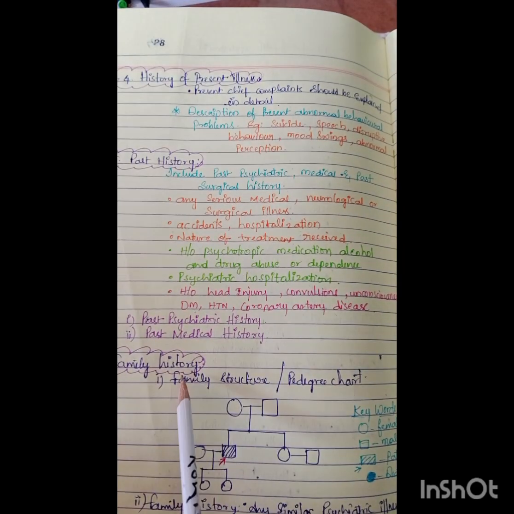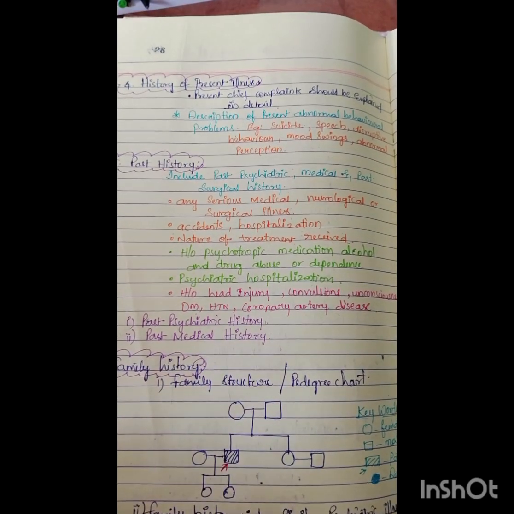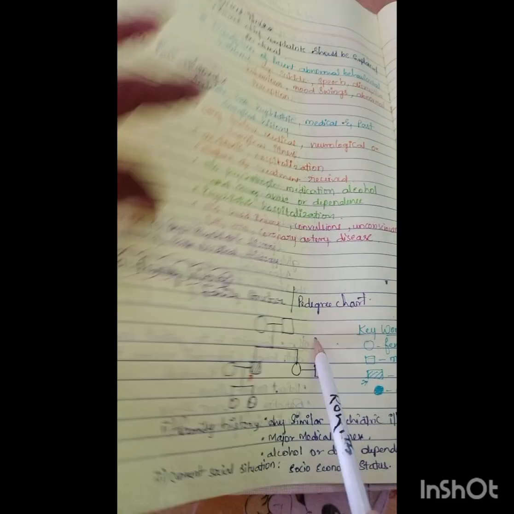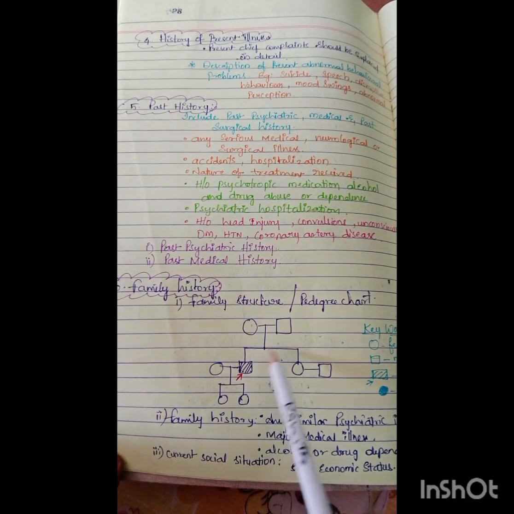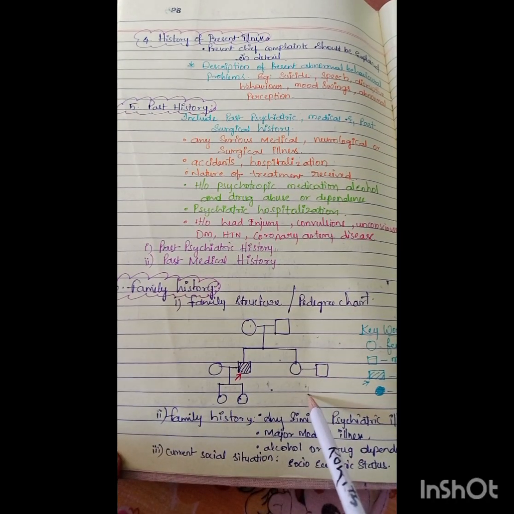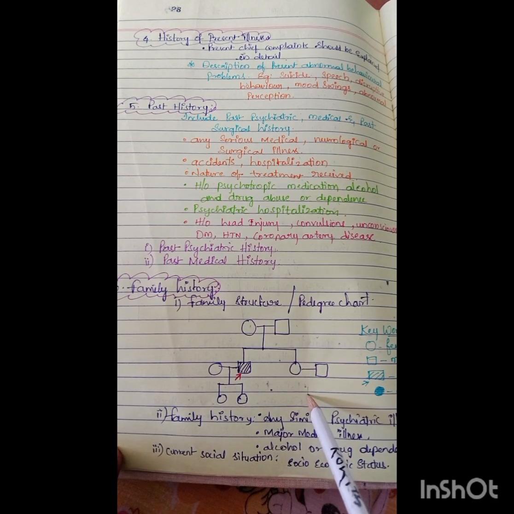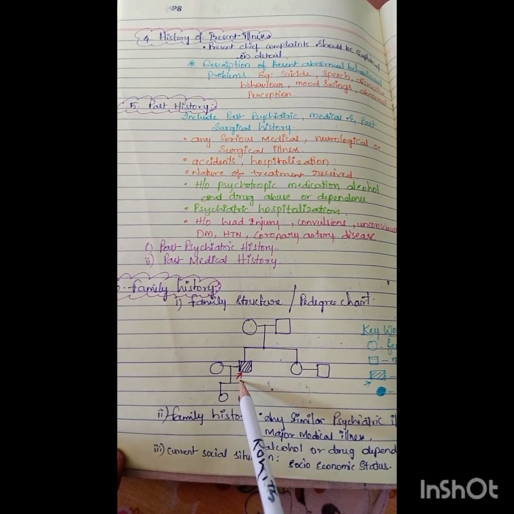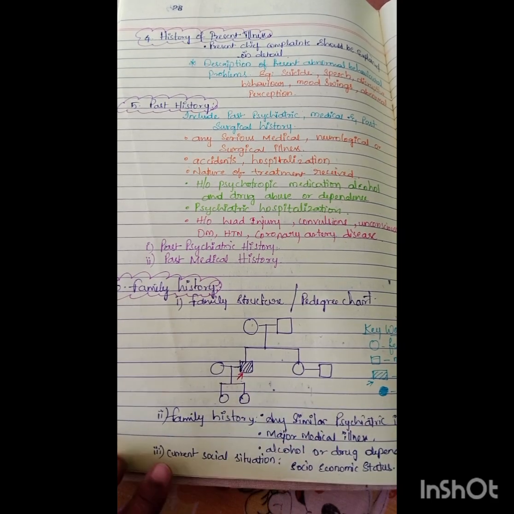And next history is family history. In this family history, first we need to collect the pedigree chart, that is the family structure. In this family structure we need to draw the three generations of a family. In this we need to mark the patient also.